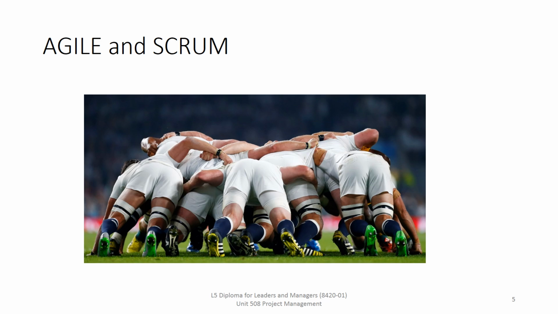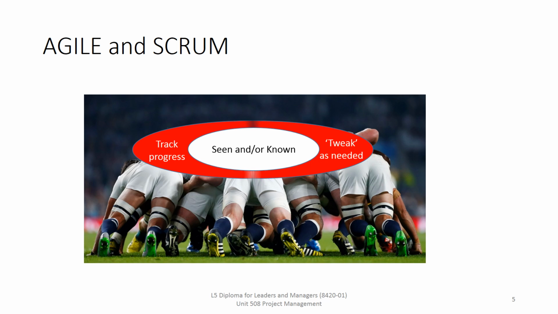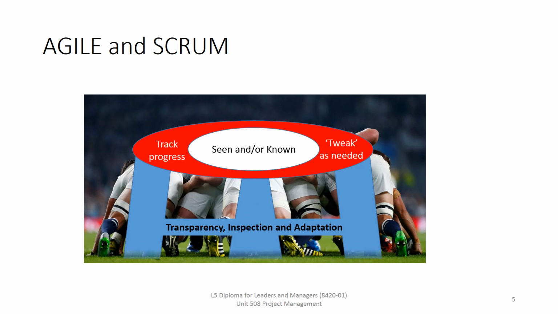So the framework for Scrum is really a simple premise. You start with what can be seen or what is known, and after that you track the progress and tweak as necessary. But to be effective, it's supported by three key pillars from Scrum, which are transparency, inspection, and adaptation.